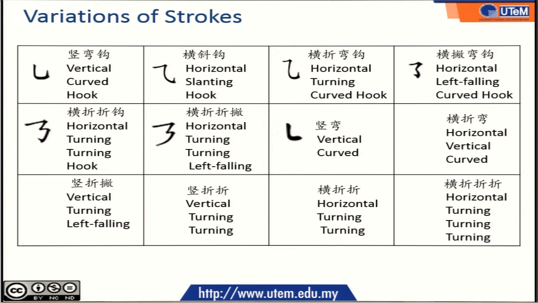竖弯, vertical curve. 竖折弯, horizontal vertical curve. 竖折撇, vertical turning left falling. 竖折折, vertical turning turning. 横折折, horizontal turning turning. 横折折折, horizontal turning turning and turning.